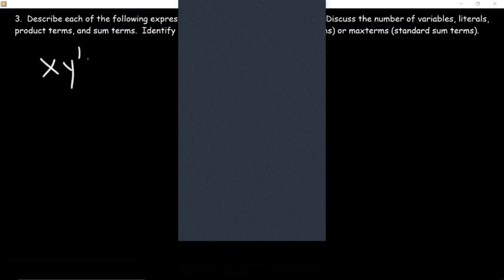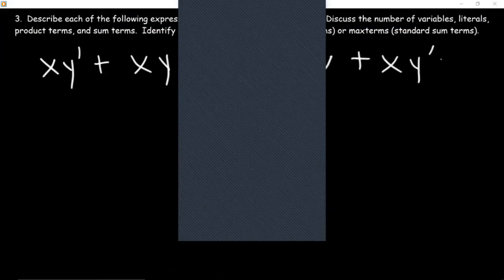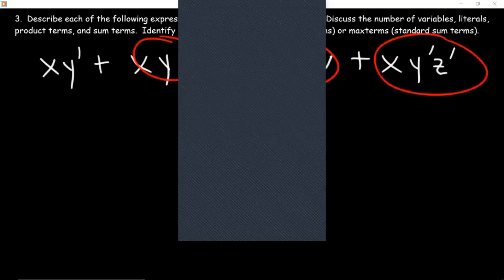Let's say we have the expression xy' + xyz' + x'yzw + xy'z'. So is this a sum of products expression or a product of sums expression? Or is it both or neither? So this is a product term. Each one of these is a product term.